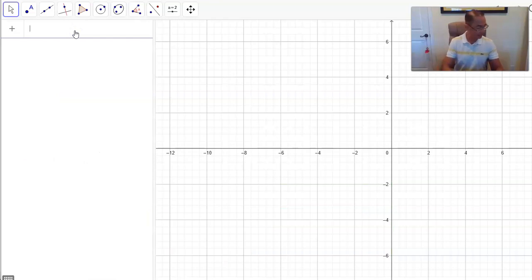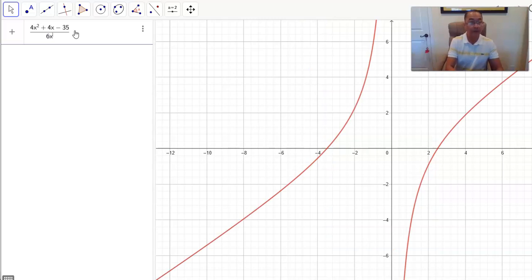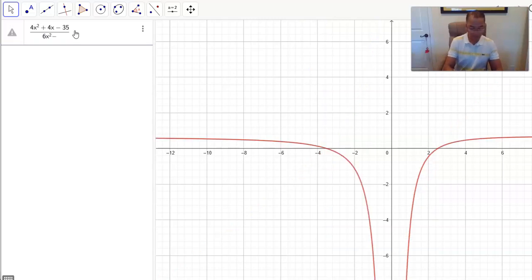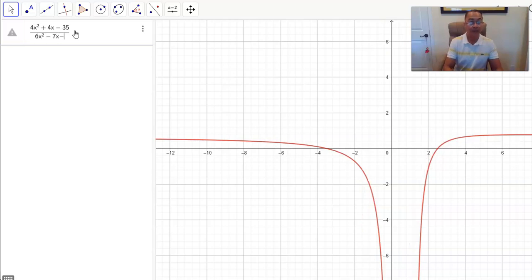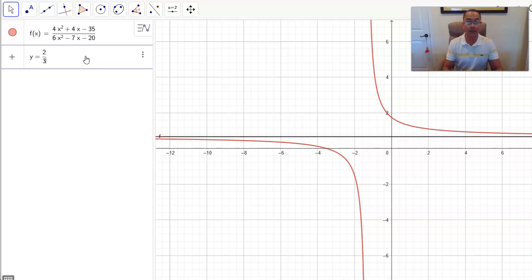Okay, so our function is (4x squared plus 4x minus 35) divided by (6x squared minus 7x minus 20). Ooh, okay, there it is. All right, and we said that our limits at infinity or minus infinity were 2/3. So we have a horizontal asymptote y equals 2/3.